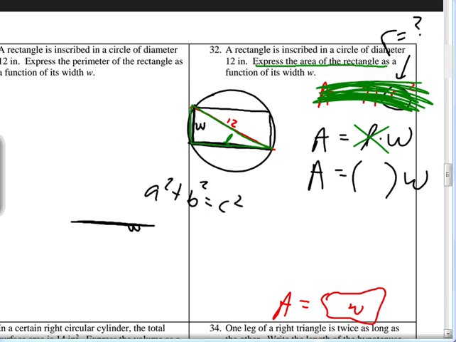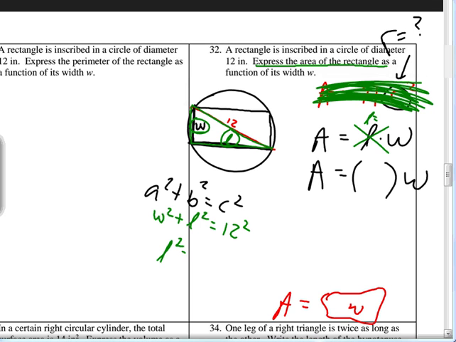If I use this as L and this as W, here's L, here's W, A squared plus B squared will equal C squared, and that means W squared plus L squared will equal 12 squared. Now I just need to get my L alone, because remember how I had to replace L? This was an L in here, L equals something. I got to get this solved for L.